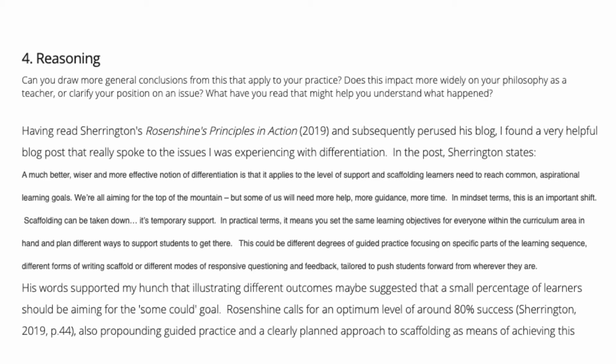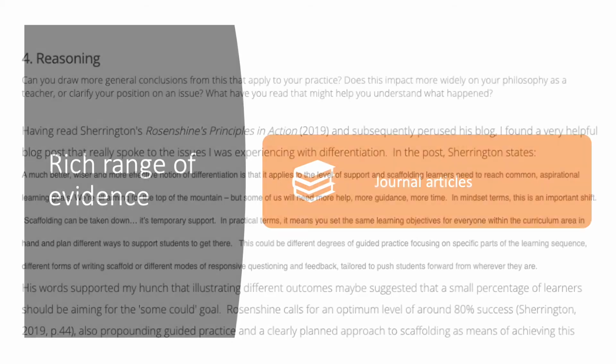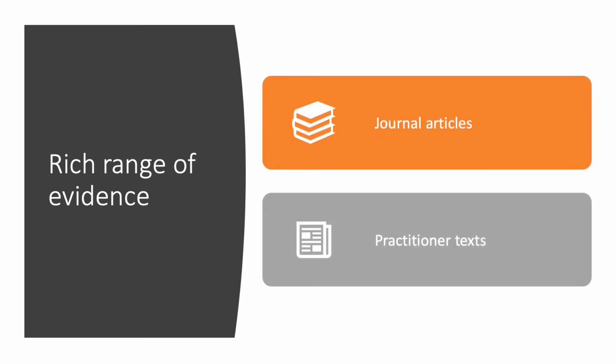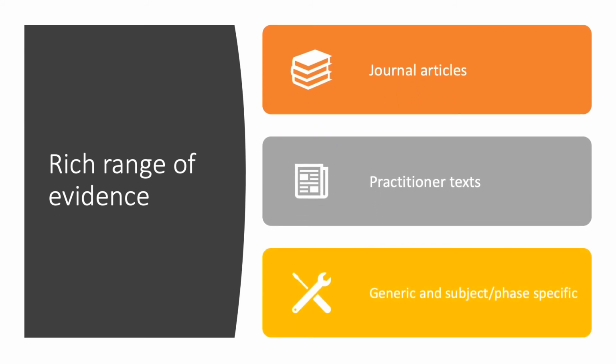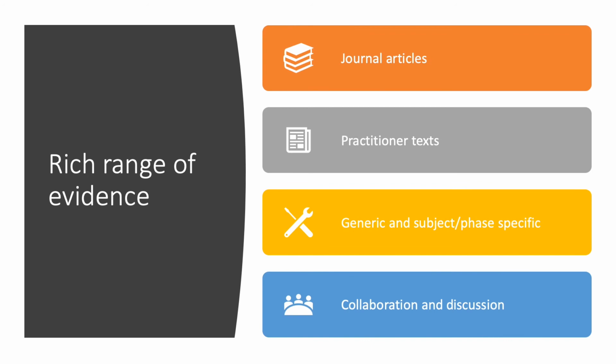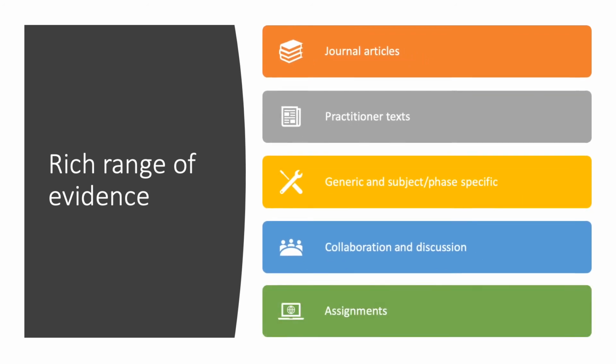There are a huge number of things that the student could be looking at in terms of writing, not just high-level research findings from big journals, but practitioner texts, absolutely fine. Some texts about differentiation may be very generic, talking about it in the round. Some might be looking at differentiation really specifically to do with the subject that the student is teaching or the phase that they're at. They could be having conversations with experienced teachers. They could be collaborating with student teachers. They may have an assignment that they've done which includes some aspect of differentiation.